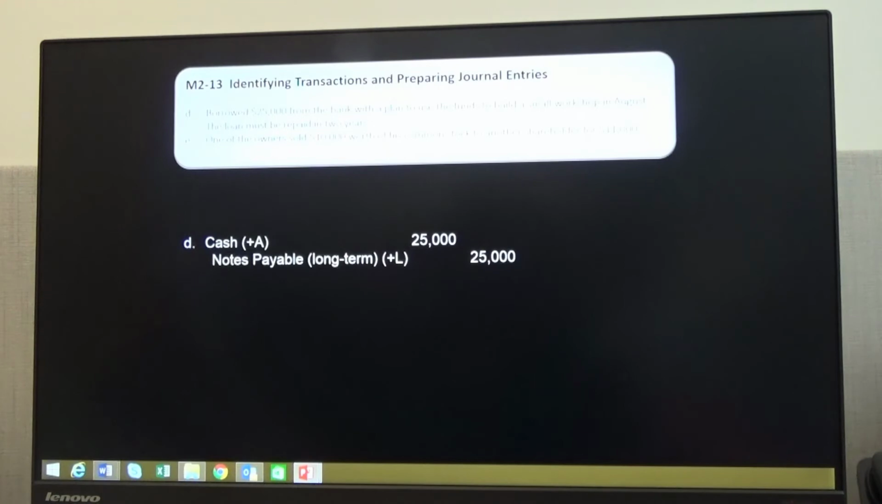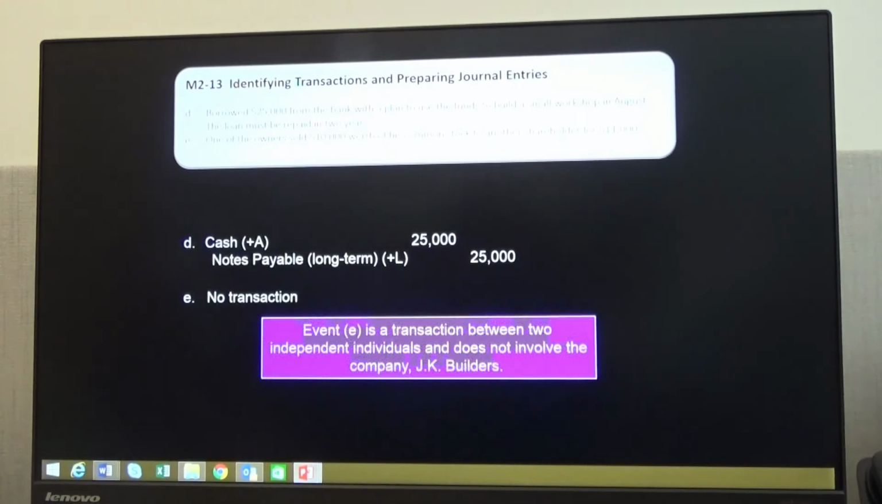Now, letter E is a little bit tricky because that's actually not a transaction for the company. Instead, that would be a transaction that's purely between the independent individuals. And so there's no asset, liability, or equity account affected on behalf of the company. It's just between the two people.